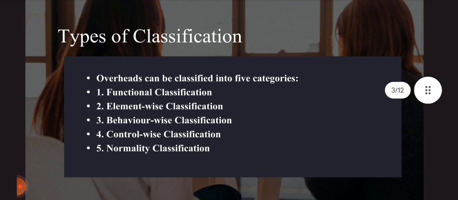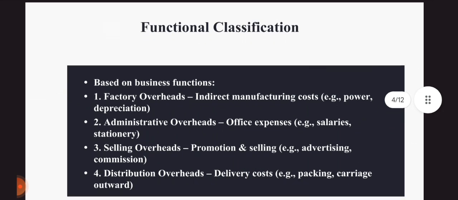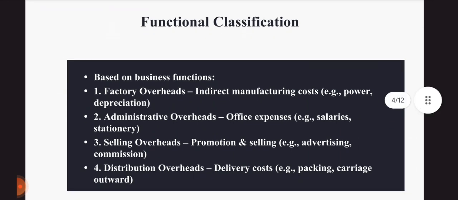So there are five classifications of overheads, that is functional classification, element wise classification, behavior wise classification, control wise classification, and normality classification. Now let's understand one by one. So the first is functional classification. This classification is based on the functions performed in a business. Overheads are divided into four types, that is factory overheads, administrative overheads, selling overheads, and distribution overheads.